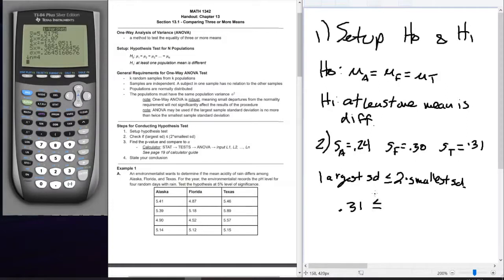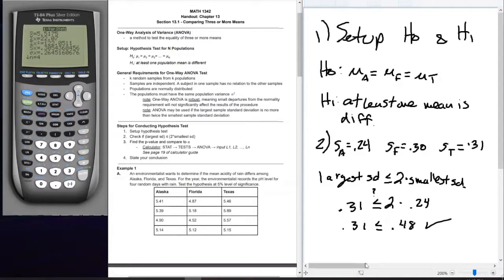We need to see if it is less than or equal to 2 times the smallest, where the smallest was Alaska. So we're going to multiply by 0.24. This inequality shows 0.31 is less than or equal to 0.48. This inequality does hold true. What this means is we're able to proceed with the ANOVA test.